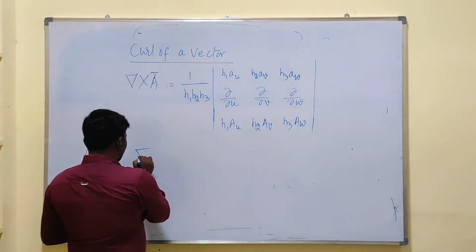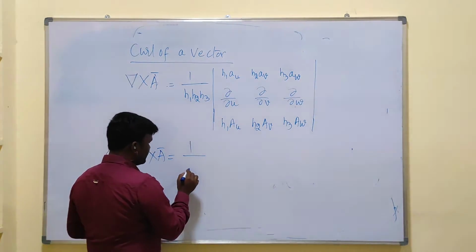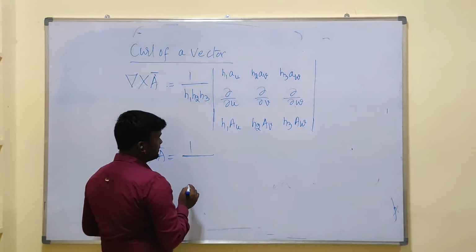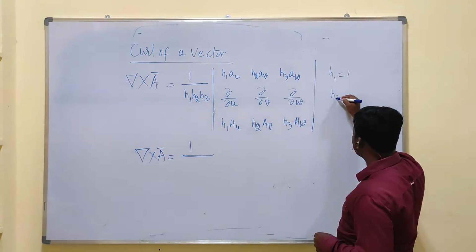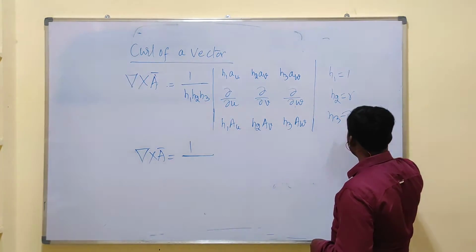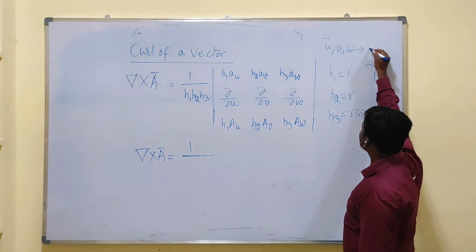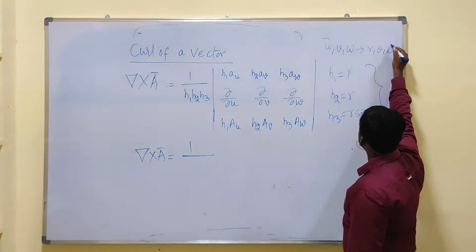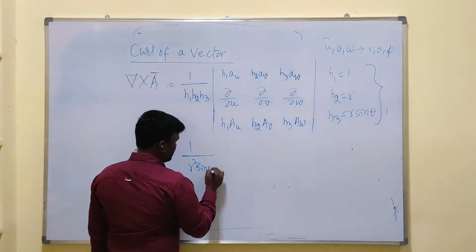I am directly writing for spherical. That is 1 by H1, H2, H3. In spherical, H1 is 1, H2 is R, H3 is R sin theta. And UVW are replaced with R, theta, phi. In the spherical coordinate system, you can write this as 1 by R square sin theta.